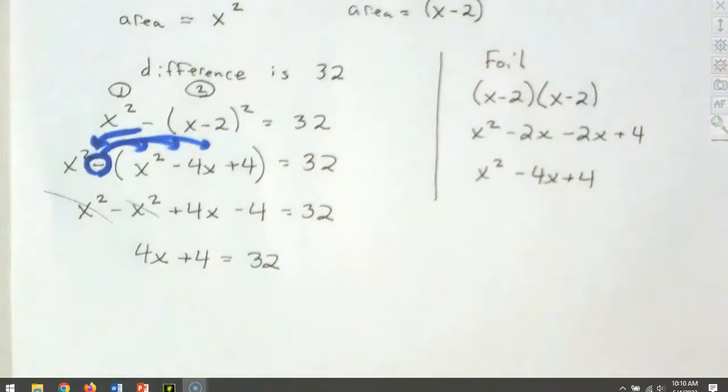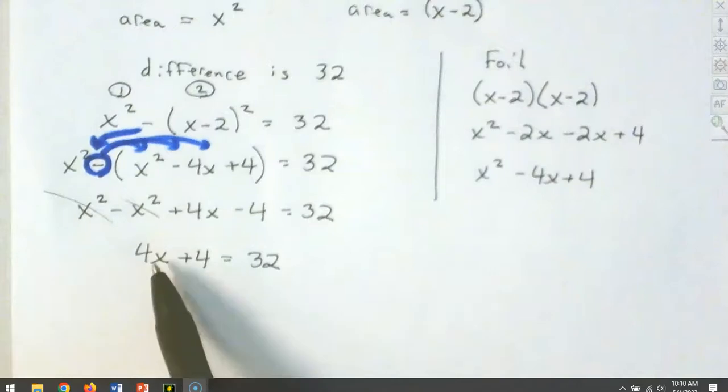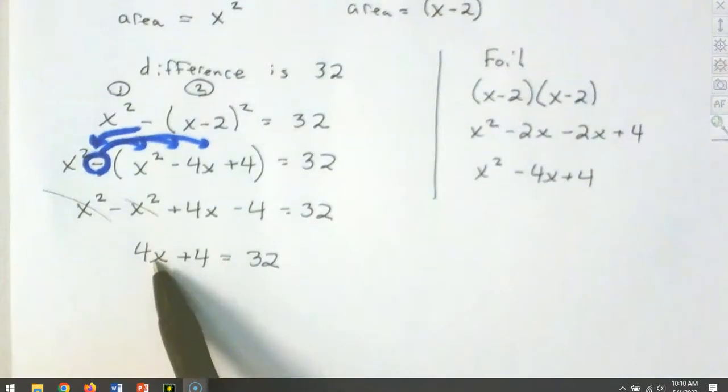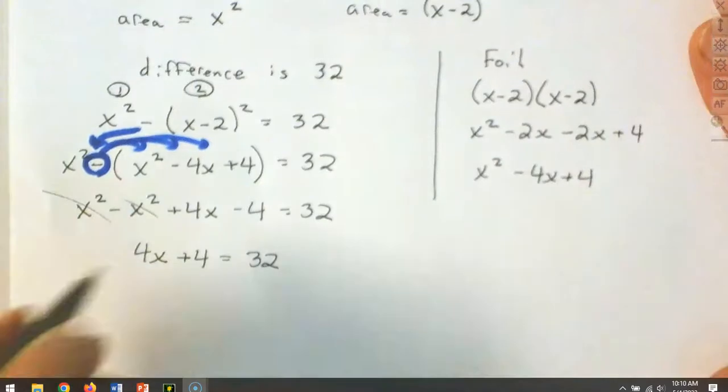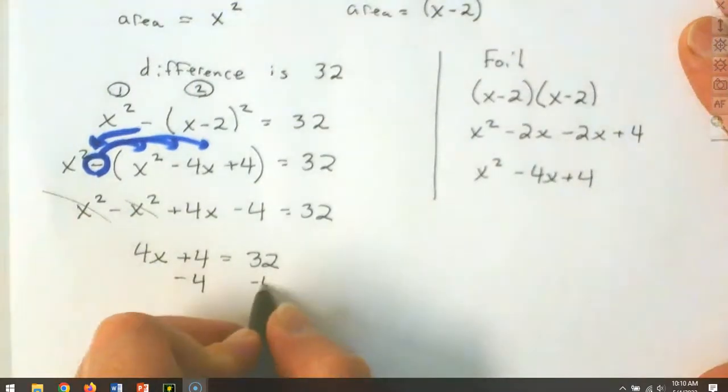Now, this is linear. We don't have any squares at all. We cannot factor this, so nothing can be factored. Why do we not need to worry about factoring? Because this is a 4x, and we can solve it, right? It's linear. So if it was x squared, we'd have to factor it, set it at 0. But this one's linear, so we can solve this linear equation by simply bringing that 4 over.